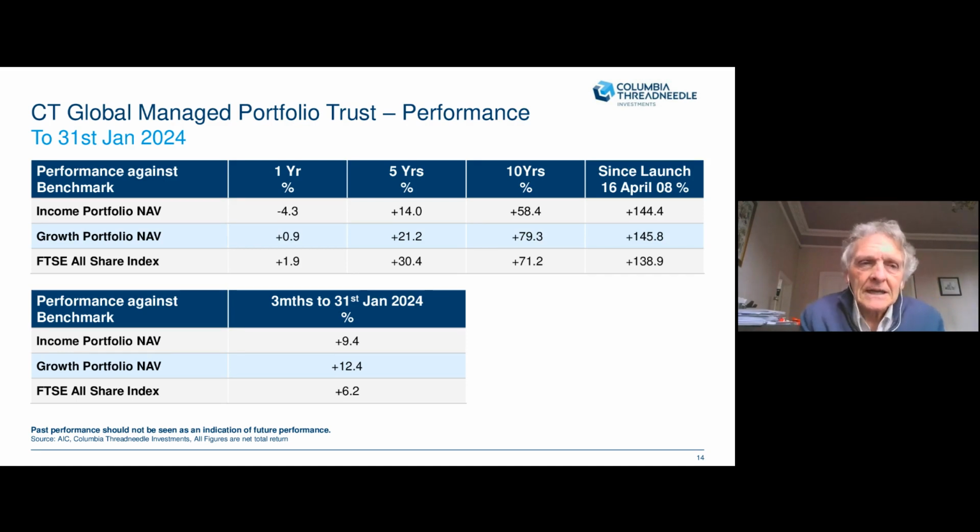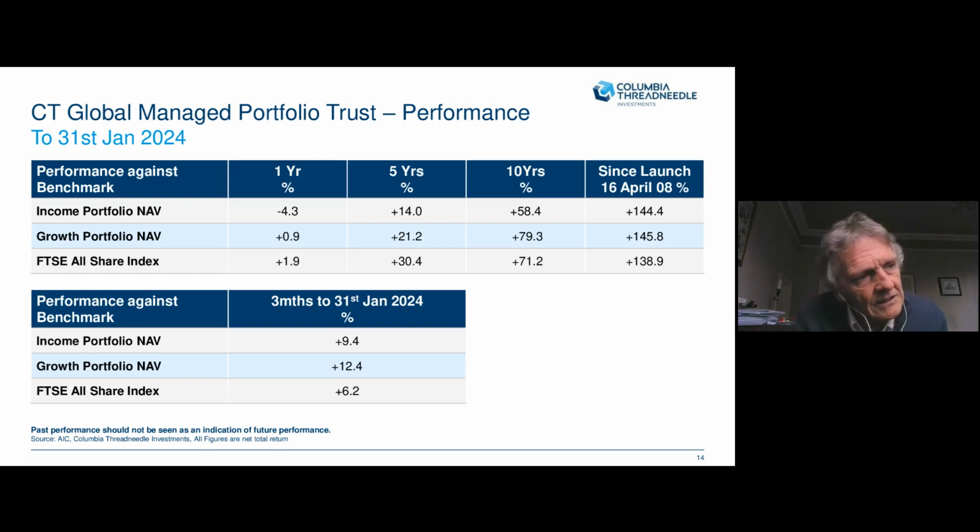And so if we see mid and small caps, which over 10 or 20 years have vastly outperformed big companies, start leading the market again, I think you will see a lot of fund managers reporting much better relative performance numbers. And that will be the case too with the managed portfolio trust.